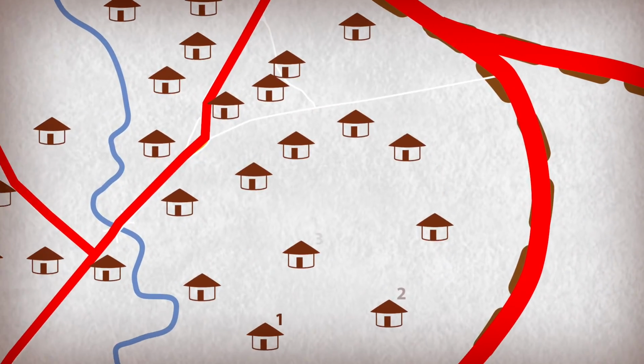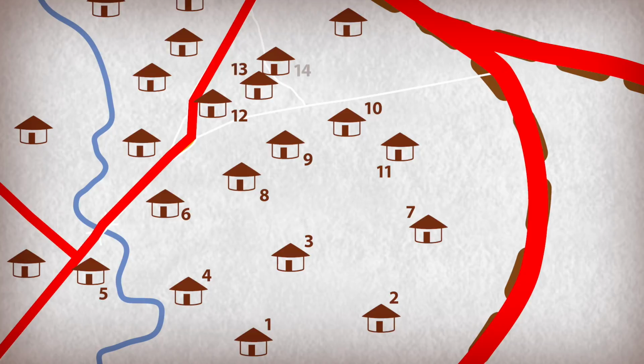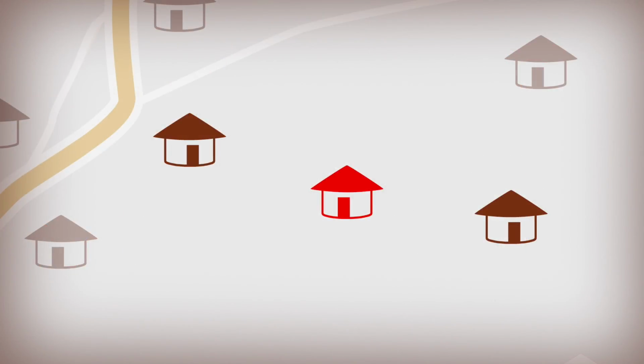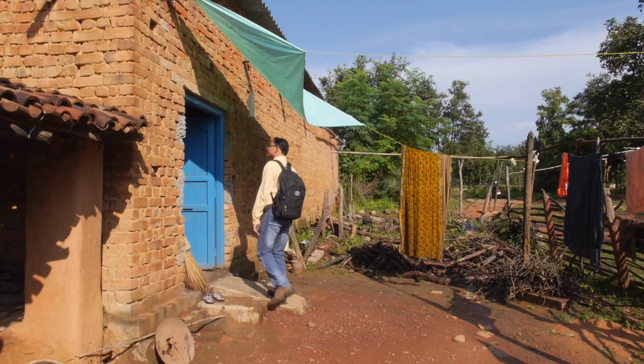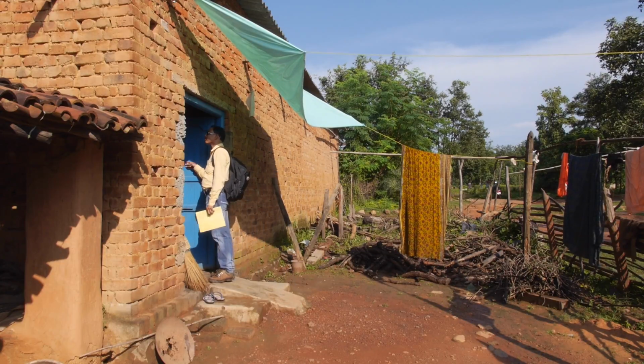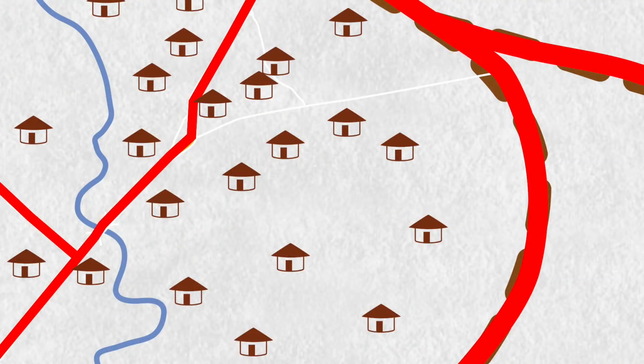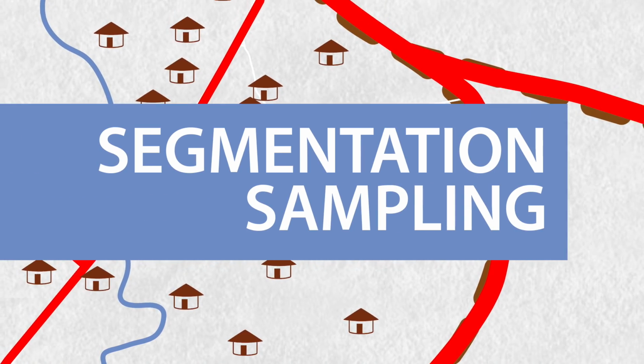Assign numbers to the houses and pick one at random. This is your reference house. Then go to the next nearest house. That's where you go to conduct your interview. This kind of sampling is called segmentation sampling.